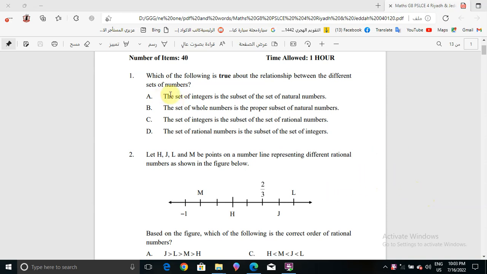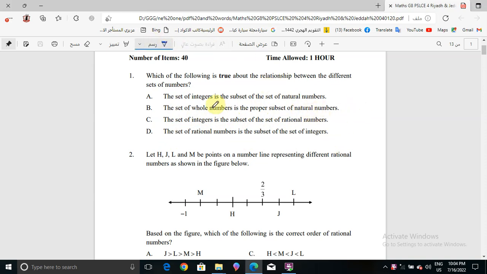Now let's start with the first question in this model. Which of the following is true about the relationship between the different sets of numbers? The set of integers is a subset of the set of natural numbers, or the set of whole numbers is a proper subset of natural numbers, or the set of integers is a subset of the set of rational numbers, or the set of rational numbers is a subset of the set of integers.